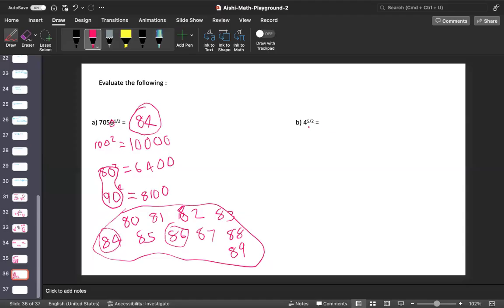Okay, last question for now. 4 to the power of 5 halves. So we can rewrite this as 4 to the power of 1 by 2 times 5, which is equal to 4 to the power of 1 by 2 is 2, so we have 2 to the power of 5, which is 32. Okay, so that was our last question.